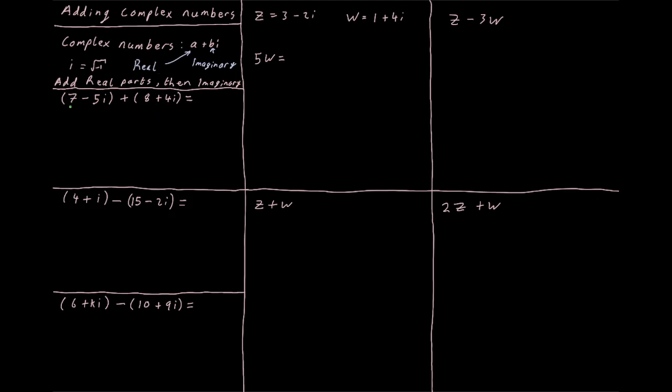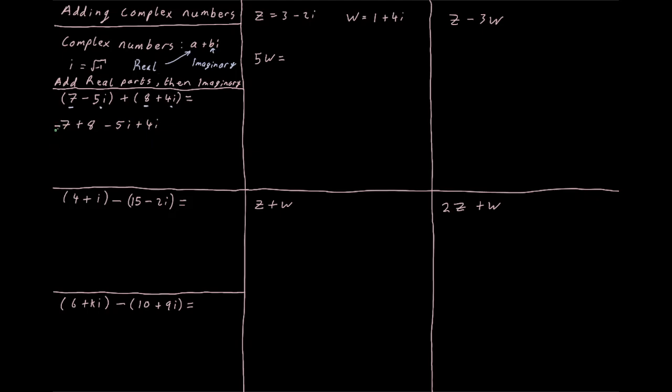So what we've got here is our first complex number, 7 minus 5i. All of that is the first number, and we're adding 8 plus 4i. And all of that is the second number. So what do we do? We gather together the real parts. Our real parts are our 7 here and our 8 here. And our imaginary parts are minus 5i and our 4i. And we gather them together. So we're going to have our real parts and then our imaginary parts, and then we try and add them all together.